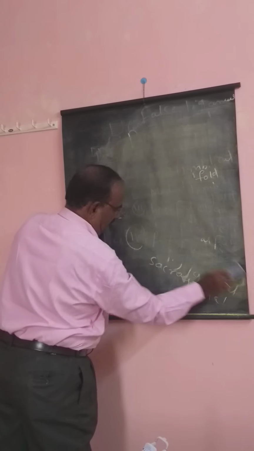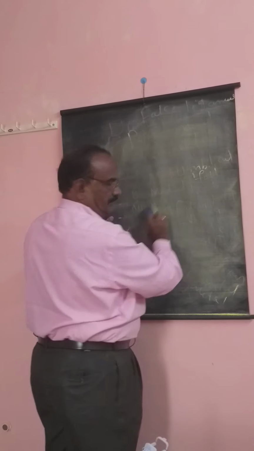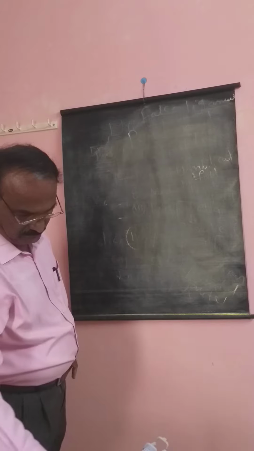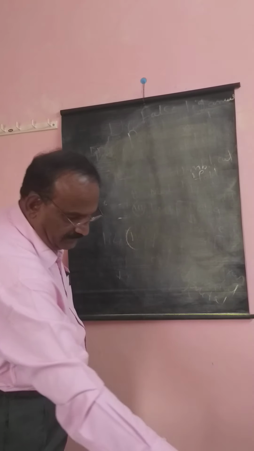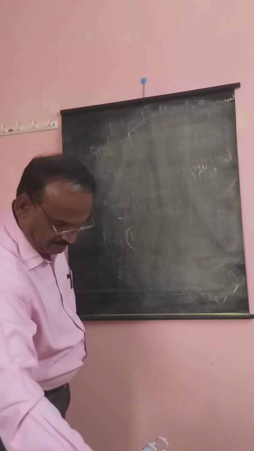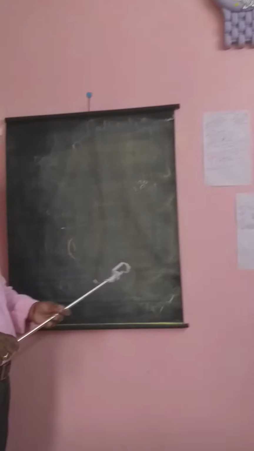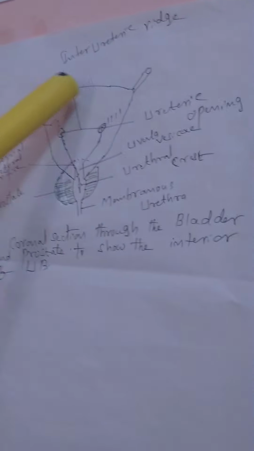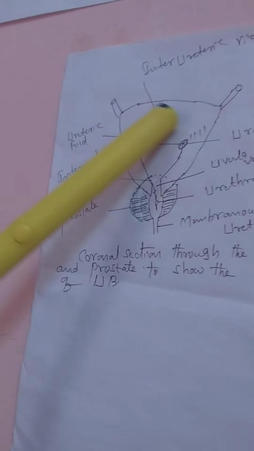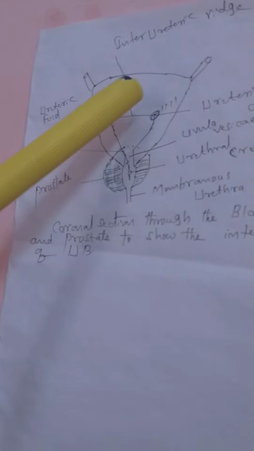Now we will go to the capacity of the bladder. Before going to that, we will see the interior part. You can see the interior part here, that is the empty bladder. In the interior of the empty bladder, you can see a very distended mucosal fold.